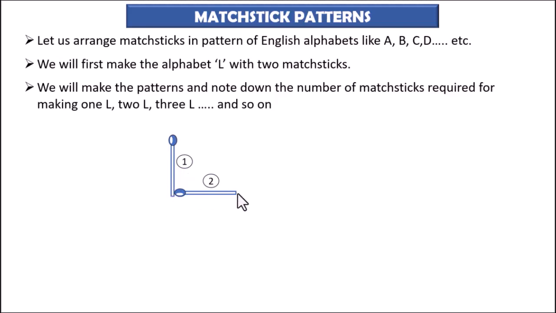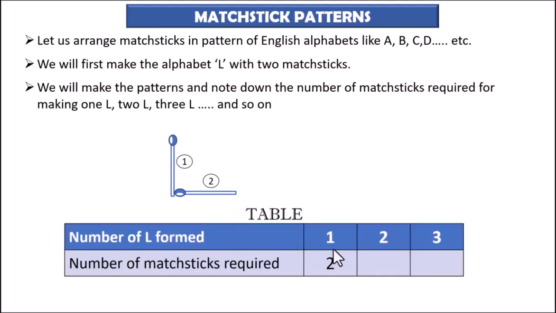So now we will make a table and note down how many matchsticks are required for forming 1L, then 2L and then 3L. In the first row we have given the number of L formed, and in the second row we have given the number of matchsticks required to form the L. So here you can see above, for making 1L we needed two matchsticks. So we have written one here and two matchsticks here.